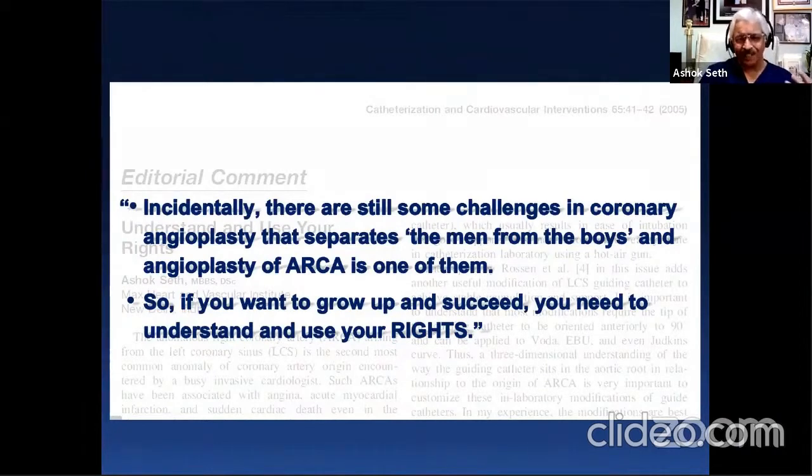I truly don't mean that, but truly, yeah, it does. It's a lot of hard work and a lot of skills and a lot of experience that actually comes into dealing with RCAs. So if you want to grow up and succeed, and this is to the fellows, you need to understand and use your rights.